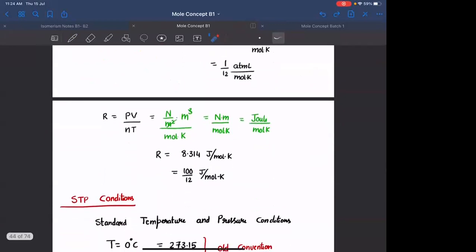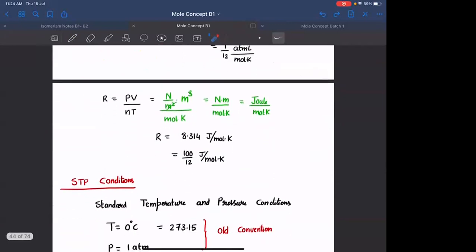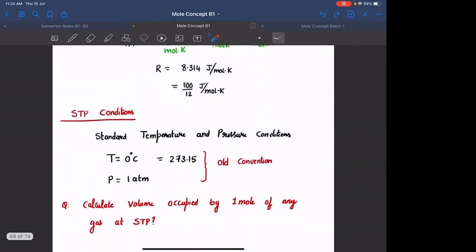In questions, usually you see two different types of conditions. One is called STP condition. STP indicates standard temperature and pressure. Standard temperature and pressure means the temperature is taken as 0 degrees C, which is 273.15 Kelvin, and the pressure is taken as 1 atmosphere. And this is as per old convention. As per old convention, we take the temperature as 273.15 Kelvin and the pressure as 1 atmosphere.